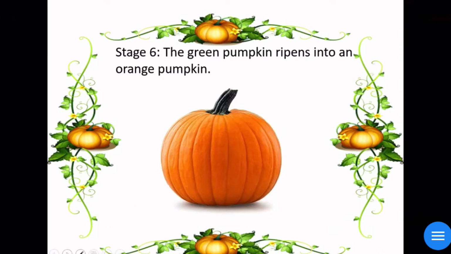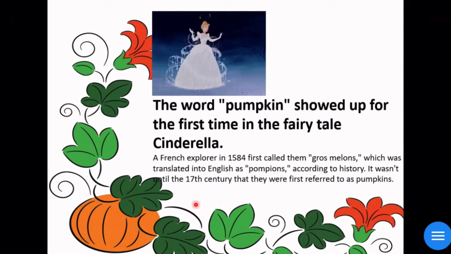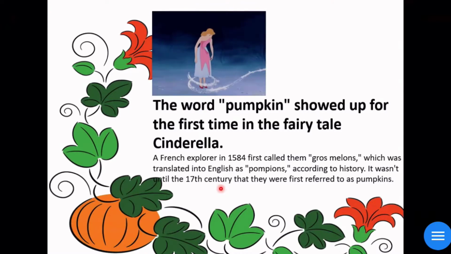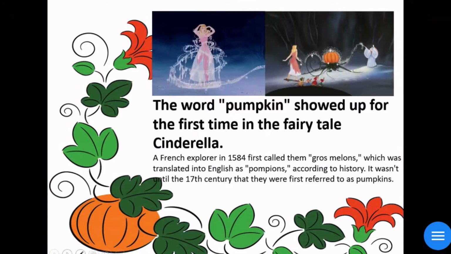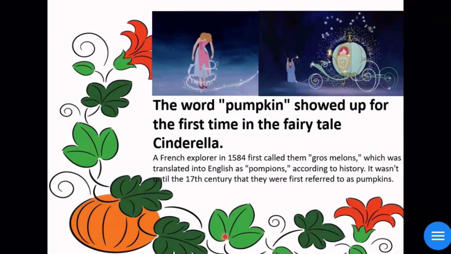Now here's a few interesting facts for you. The word pumpkin showed up for the very first time in the fairy tale Cinderella. And we're not talking about the movie Cinderella. We're talking about that old fairy tale, Grimm's fairy tales that's been handed down over many generations. And you can remember from the movie, if you've seen it, how the fairy godmother turns that pumpkin into a wonderful carriage for Cinderella to travel around on.